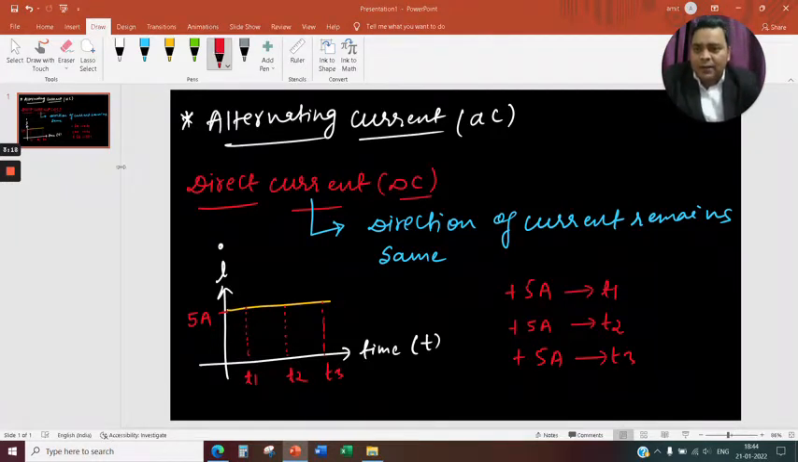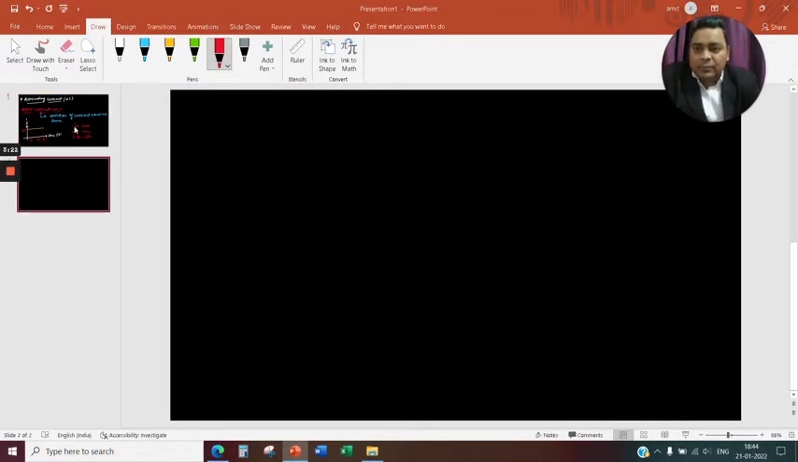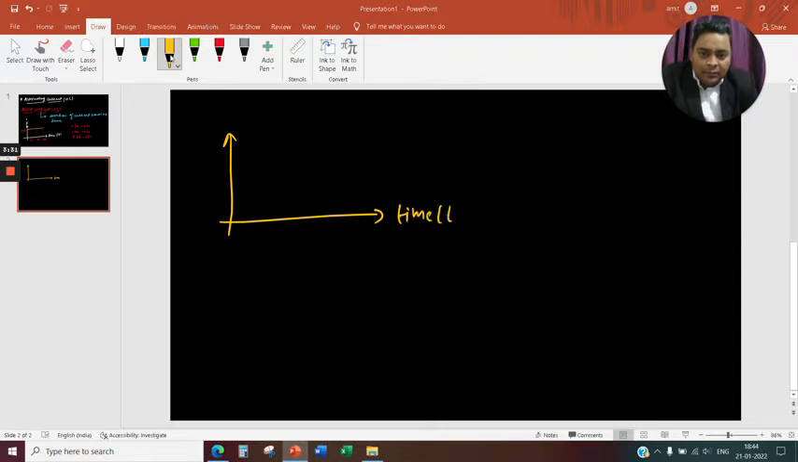Let me take a few more examples so that it will be clear to you. Now, suppose again I am taking the same coordinate system here. Suppose on the x-axis I have taken time t, and on the y-axis I have taken current I here. And the nature of the graph between current and time is coming in this manner. Let me take a few values here. Suppose 0 second, 2 second, 4 second and 6 second.